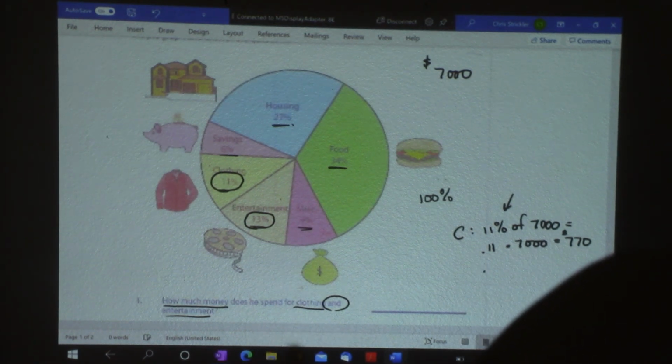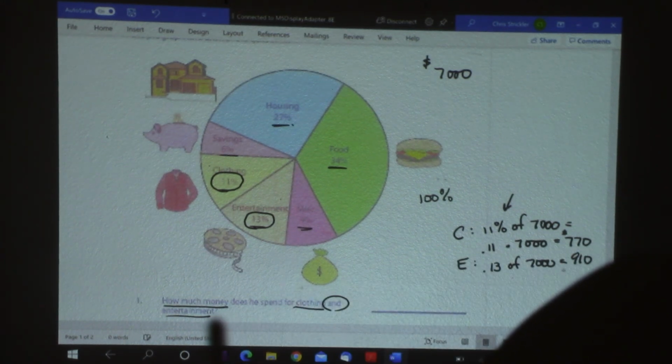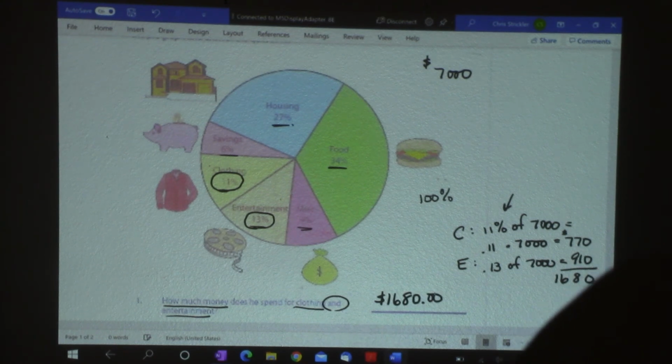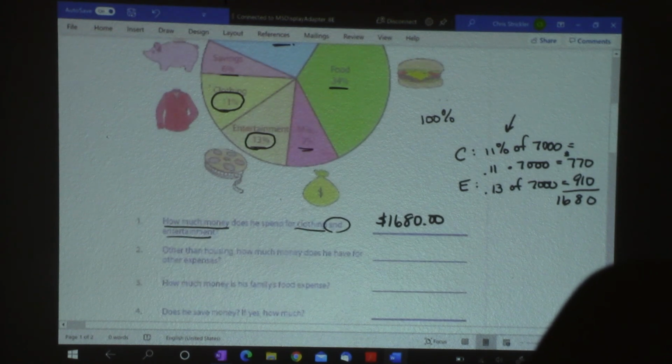I also have to do entertainment, 13% of 7,000, and that's 0.13 times 7,000, and I get 910. So I can add those together, and that's the whole amount that the Addams family budgets for entertainment and clothing every month. It's quite a lot of money, if you ask me. Every month. Is that every month? Yeah. Okay. Let's see what's next.